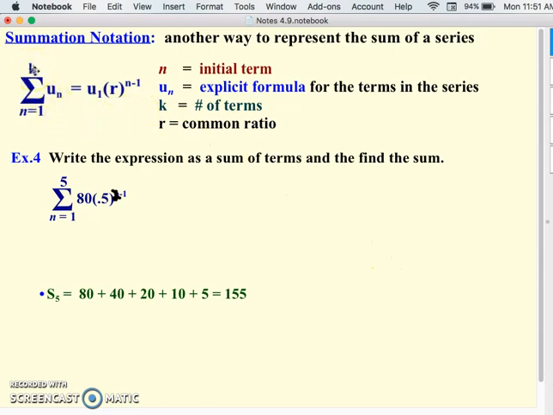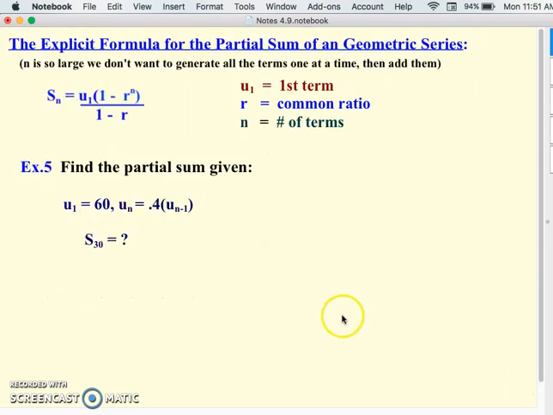K is like the number of terms, often, so 1 to how many terms. U sub n is the rule that generates the terms. They're probably written like this. This is just the general symbol for it, but here's how we'll see it, just like it is down here. Let's try a few more before we wrap it up.